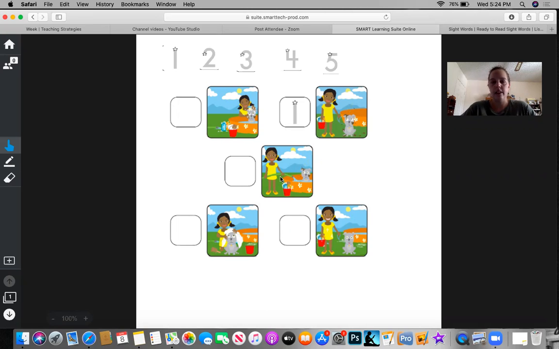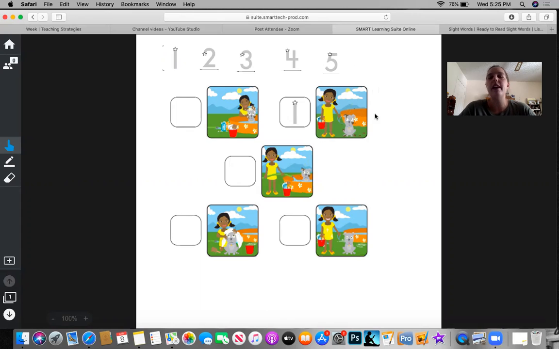All right, what do you see? You see a girl and a dog and a pool and some soap and water. So what these pictures tell me is that we are going to put an order with these numbers, the order of these pictures for washing the dog. So they got us already started.